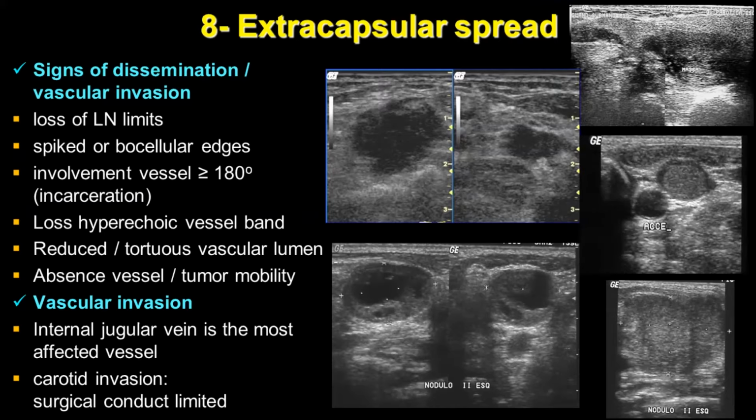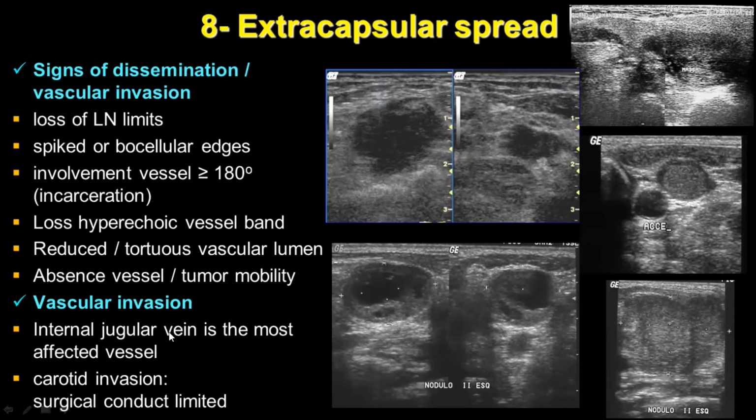Moving on, extracapsular spread, the signs of dissemination of vascular invasion are loss of limits, as you can see here, spiked or bosselated edges, vessel involvement of 180 degrees or more, loss of the hyperechoic vessel band, reduced tortuosity of the vascular lumen, and absence of vessel or tumor mobility. It's important to pay attention to the cross-section. It's very important to evaluate the relation with the vessels. This is my clue for you.